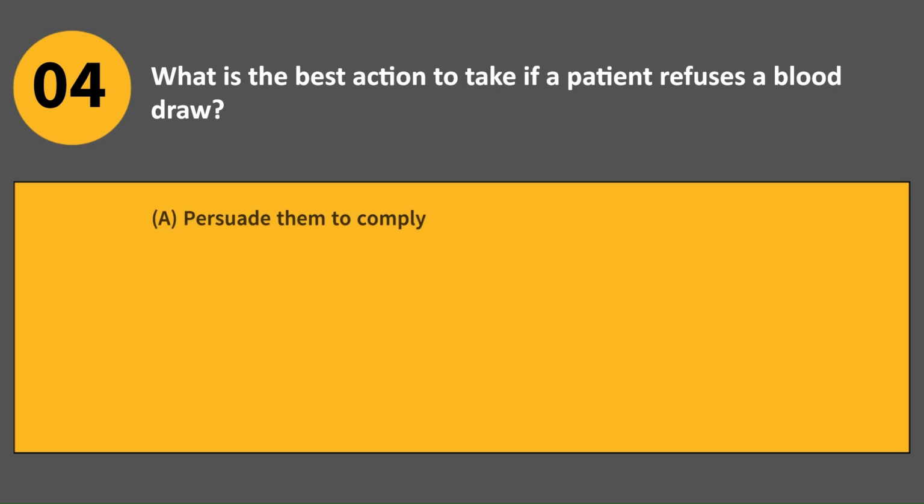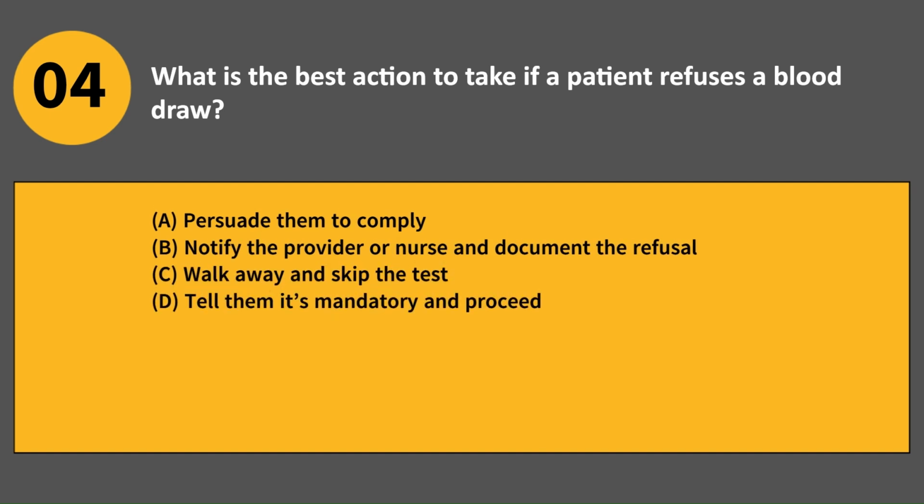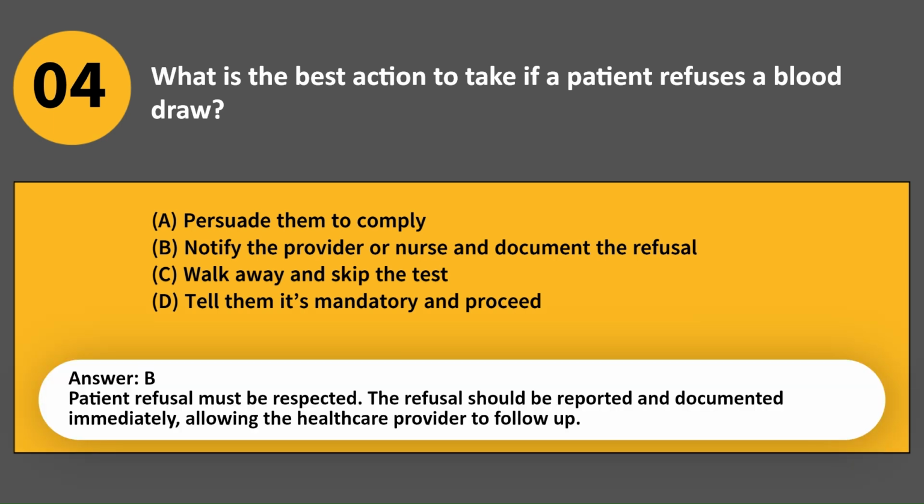What is the best action to take if a patient refuses a blood draw? A. Persuade them to comply. B. Notify the provider or nurse and document the refusal. C. Walk away and skip the test. D. Tell them it's mandatory and proceed. Answer: B. Patient refusal must be respected. The refusal should be reported and documented immediately, allowing the healthcare provider to follow up.